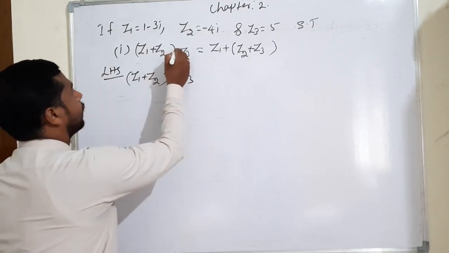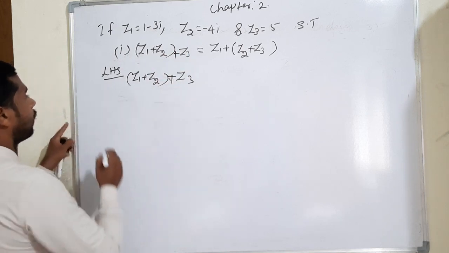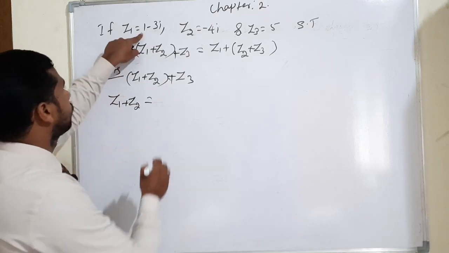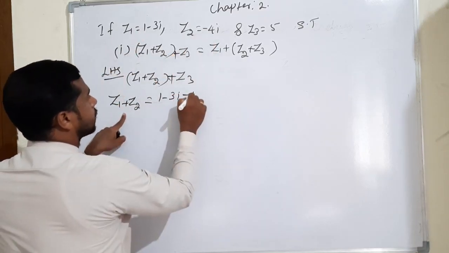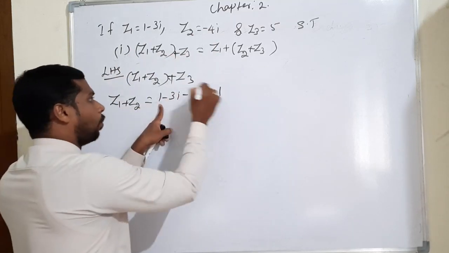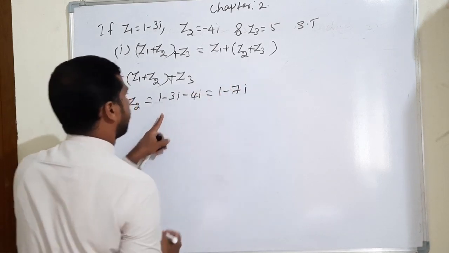Plus z3. So what will happen first? z1 plus z2. z1 is equal to 1 minus 3i, then plus z2, which means minus 4i. First you have to add the real parts. Only one real number is there, 1. Minus 3i minus 4i is minus 7i.